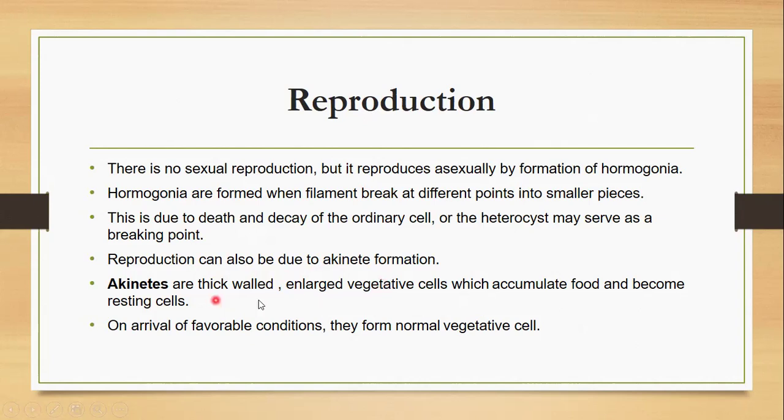The akinetes are thick-walled, large vegetative cells which accumulate food and become resting cells. On arrival of favorable conditions, such structures form normal vegetative cells.